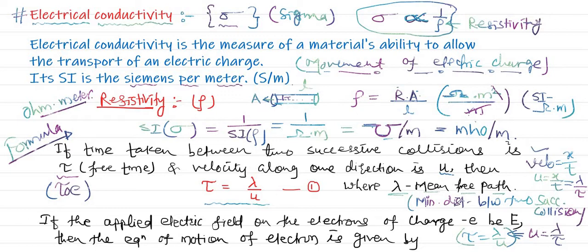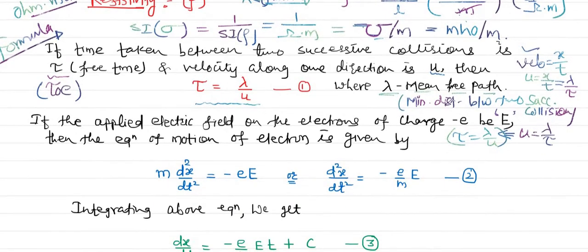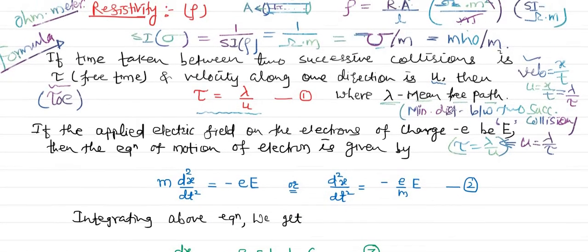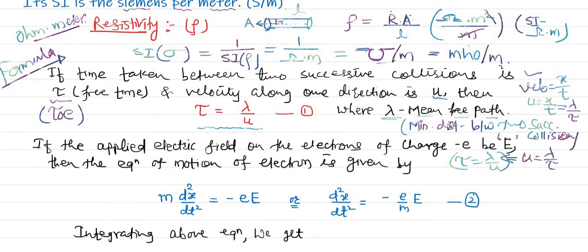Now if the electric field capital E is applied on electrons, the charge of an electron being minus e, then the equation of motion of the electron is given by, so let us see what the equation of motion is. We can write the equation of motion as m d2x by dt square is equal to minus e into E.